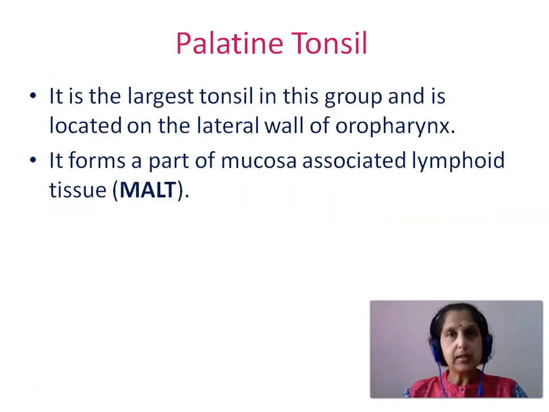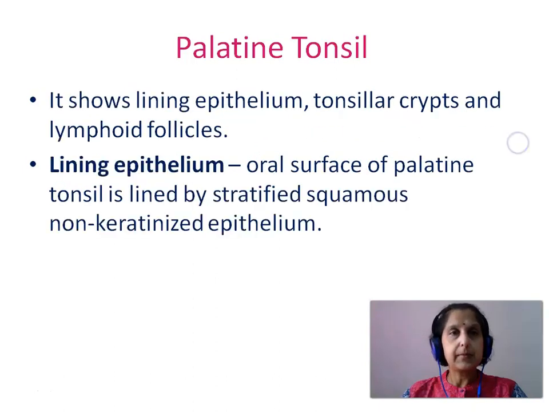Palatine tonsil. It is the largest tonsil in this group and is located on the lateral wall of oropharynx. It forms a part of mucosa-associated lymphoid tissue or MALT. It shows lining epithelium, tonsillar crypts, and lymphoid follicles.